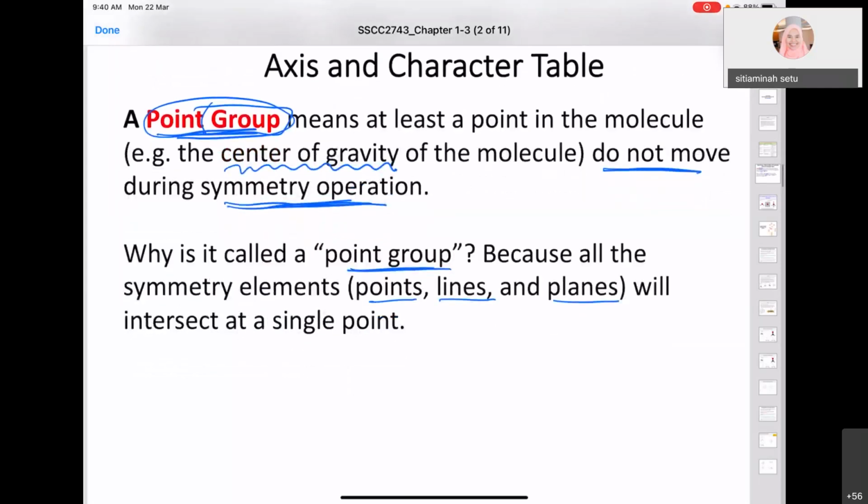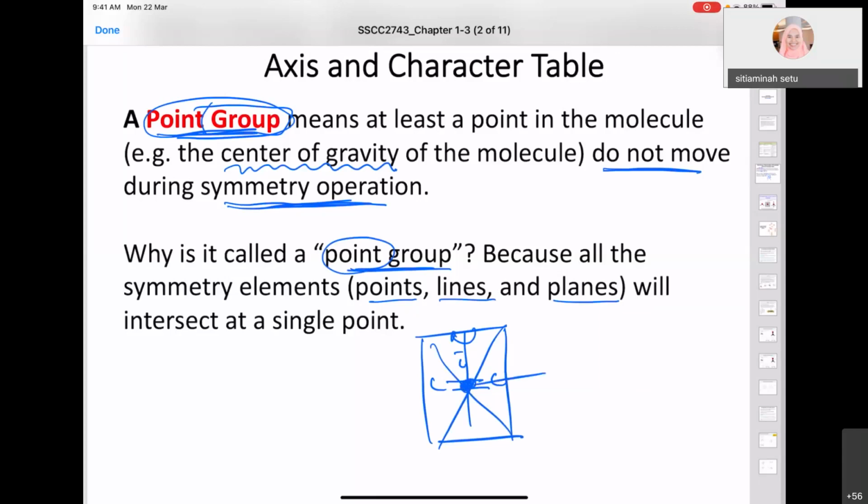Okay, for example with inversion, C double bond C, there must be one point. If we do a rotation, it will also meet at one point. The same if we do a reflection, there is a plane, so it will also meet at one point. So that's why we call this group the point group. This is usually the center of gravity of the molecule.